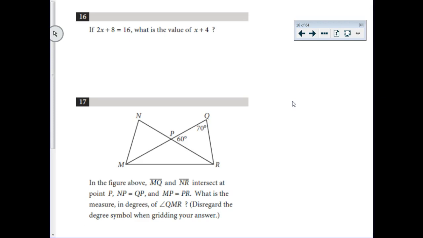And we're going to start with a really wonderful equation. 2x plus 8 equals 16. They want to know the value of x plus 4. So if you're like a little robot Algebra 2 student, you find x and then you add 4 to it at the end. But does anybody see something kind of awesome? If you don't, it's okay. What if you divided everything here by 2? You'd get x plus 4 equals 8. I'm done.